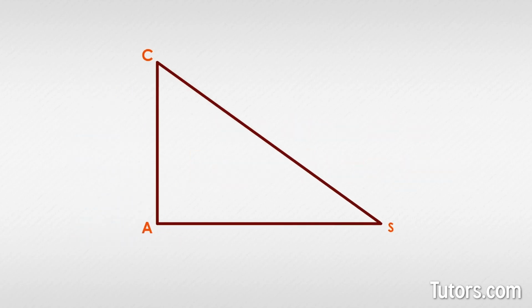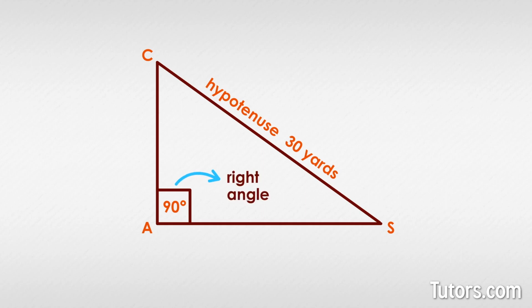Let's create a right triangle, triangle CAS, with angle A as the right angle. It measures 90 degrees and has the hypotenuse, or longest side, opposite it. That is side SC, 30 yards long. It is a right triangle because it has a right angle, not because it is facing to the right.